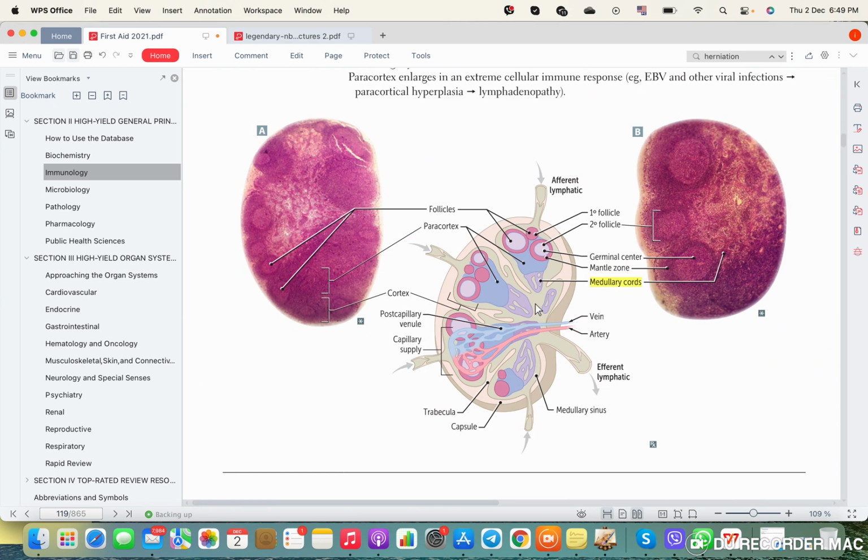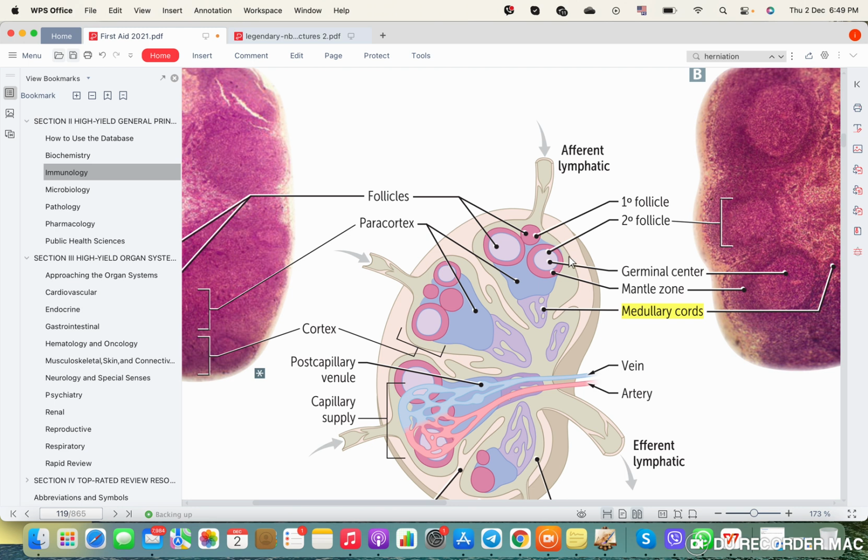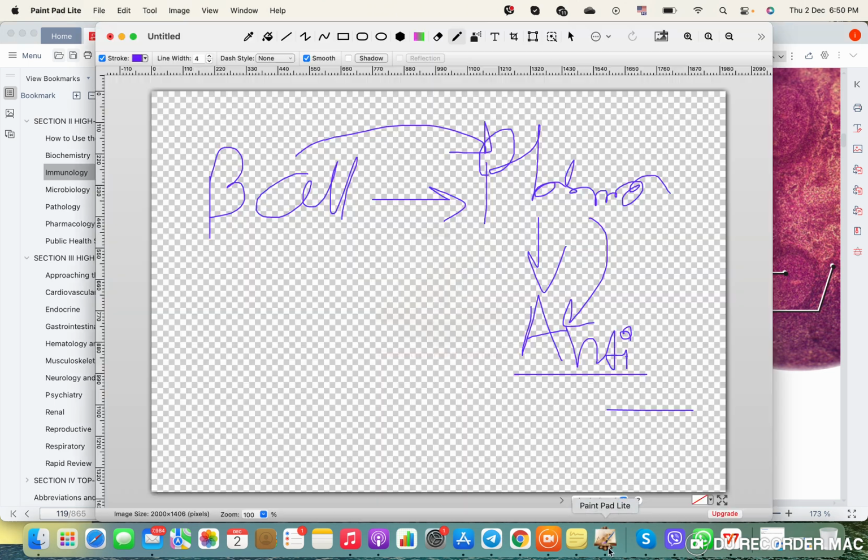Okay, so let me repeat this. We have the cortex, we have the medulla, we have a lymph node. Let's imagine that this is a lymph node, and it has an outer cortex and an inner medulla. In the cortex you have follicles, okay? These follicles contain what inside of them? Somebody write? Tell me, which type of cell is inside of the follicle?